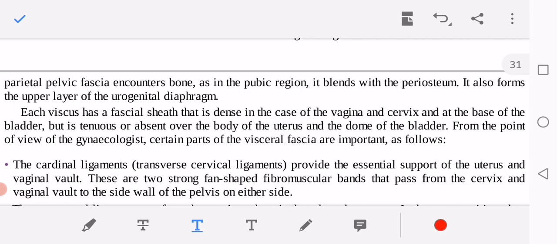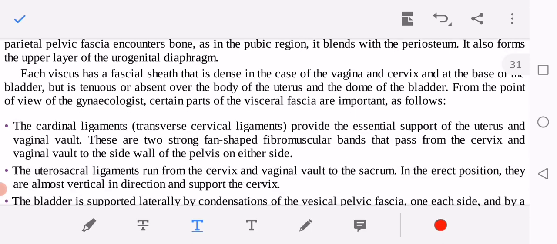that is dense in the case of the vagina and the cervix and at the base of the bladder, but is tenuous or absent over the body of the uterus and the dome of the bladder. From the point of view of the gynecologist, certain parts of the visceral fascia are very important, like which ones?